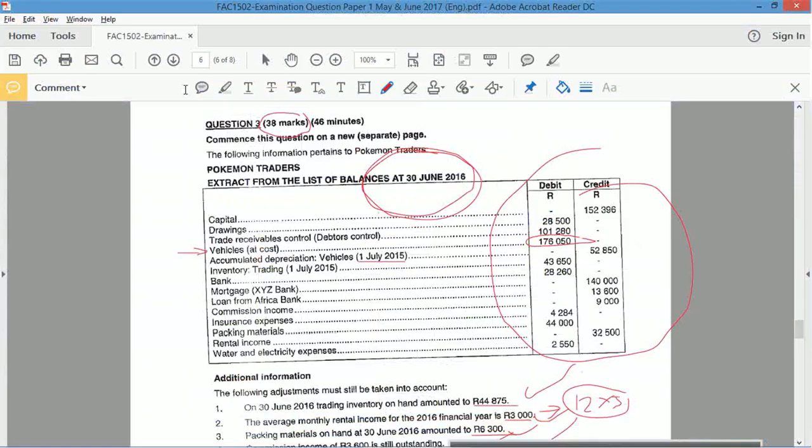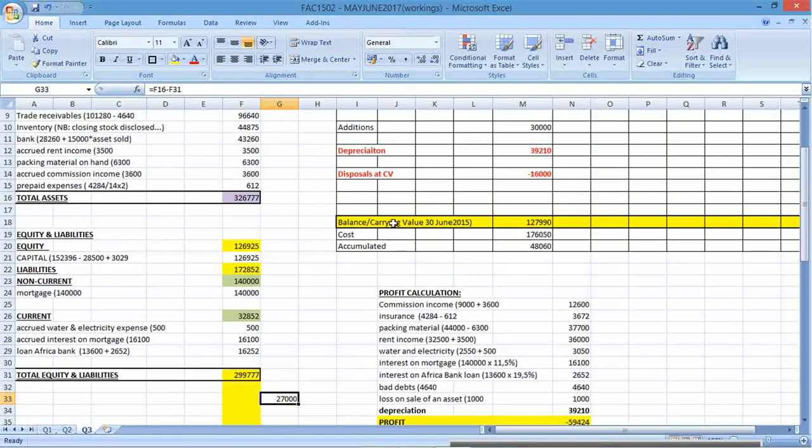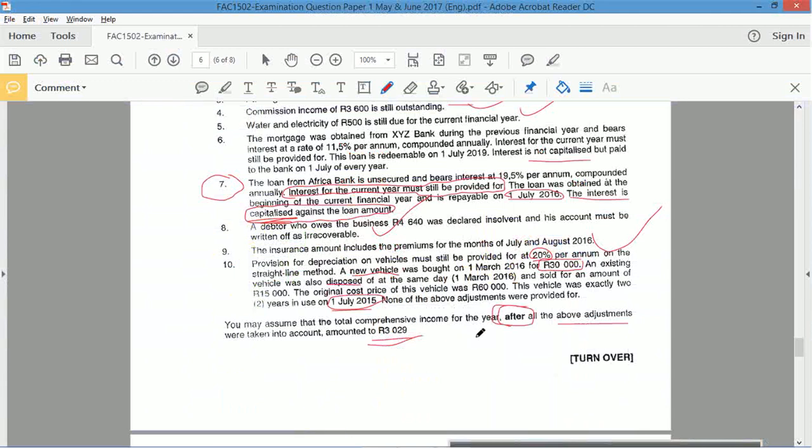Okay, so the depreciation we need to check again. 20% per annum straight line method. New vehicle bought. Oh, there we go. New vehicle bought for 30,000. So bank is going to decrease, minus 30,000, asset bought. Okay, so minus 30,000. Now I'm 3,000 out. Okay, so let's find the other 3,000.